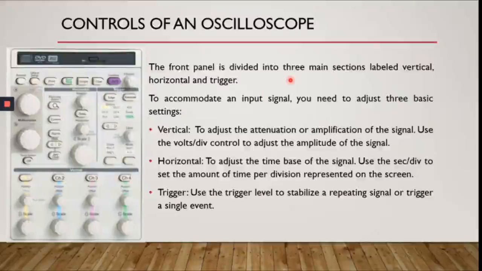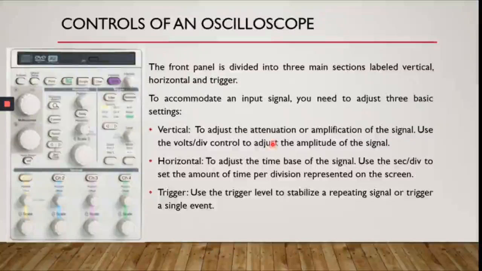Alright, and then there are 3 main sections labeled vertical, horizontal, and trigger. So you can see the items here. This one is horizontal. So remember, horizontal is to adjust the time. And then you have vertical. Vertical is to adjust the amplitude of the voltage. And then you have a trigger circuit. So these are the explanation for each part.